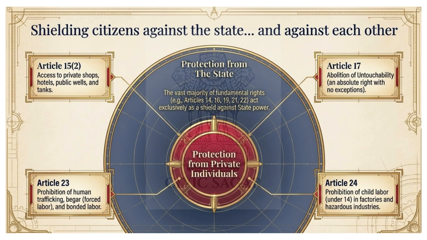Second, the Constitution offers protection from private individuals. This is a crucial distinction. Certain rights act as a shield against fellow citizens, private groups, or societal systems. Article 15, Clause 2 guarantees that no private shop, hotel, public well, or restaurant can deny you entry based on your background. Article 17 absolutely abolishes untouchability, making it an absolute right with zero exceptions, whether practiced by the government or a private citizen. Article 23 strictly prohibits human trafficking, forced labor or begar, and bonded labor by anyone. And Article 24 bans child labor under the age of 14 in all factories, mines, and hazardous industries.